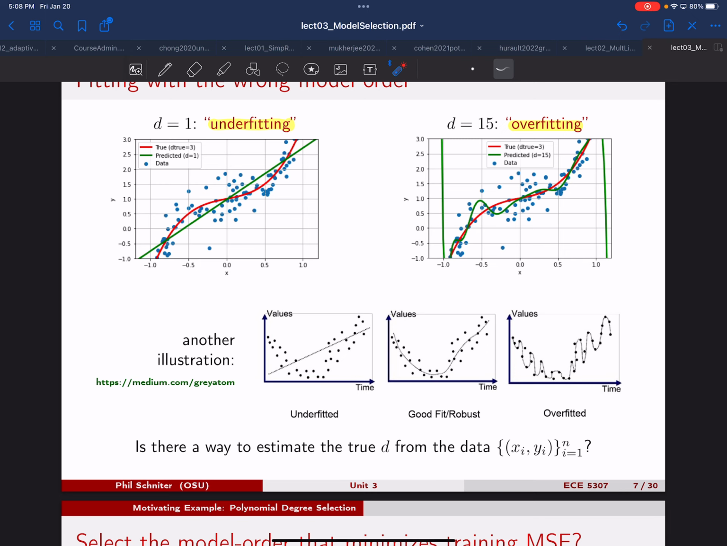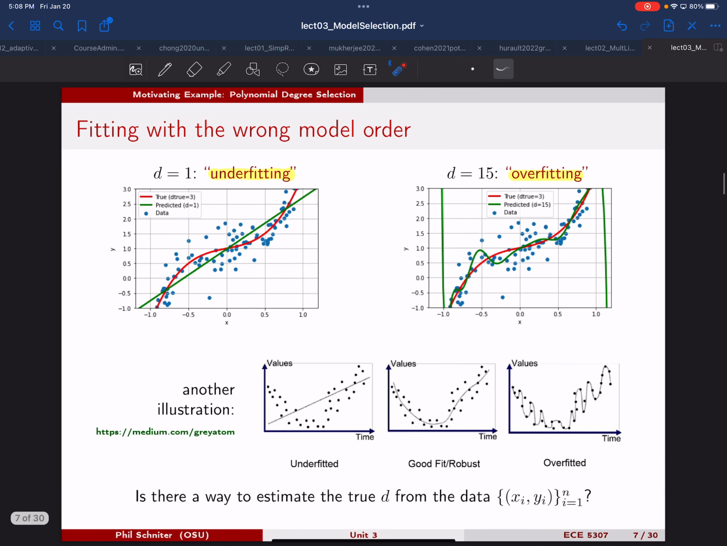Okay, so that's a good place to stop. Next time we'll talk about how we can solve this problem, how we can choose D, but we'll do that on Monday.